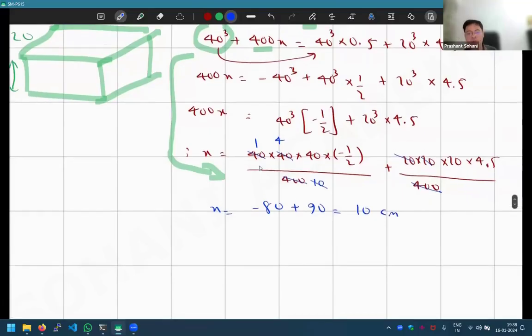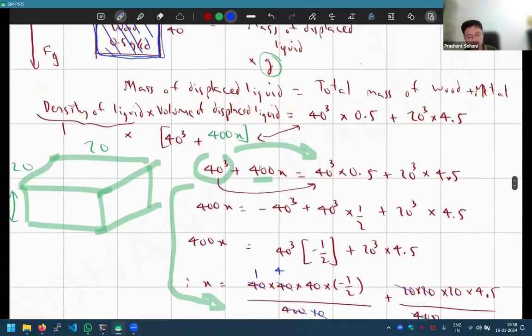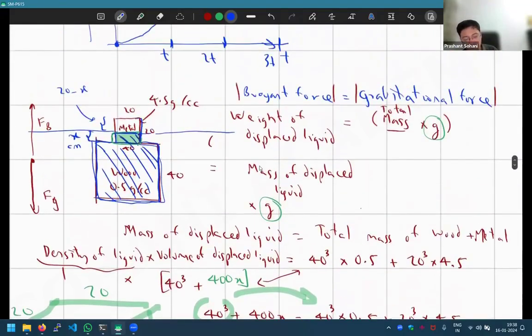Actually, what we were supposed to find out was the part of the metal cube which is above the water. But luckily, the height of the cube is 20 centimeters and exactly 10 is below. So therefore exactly 10 will be above. So basically, exactly halfway up the metal cube is where the water level will finally come.